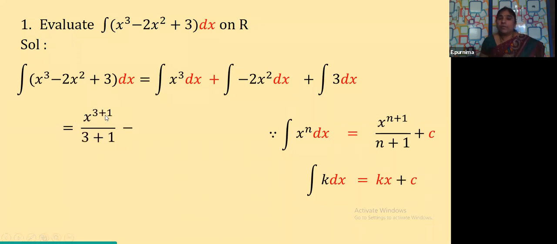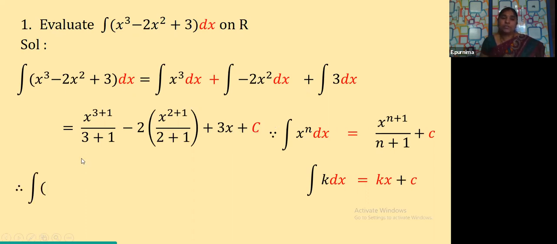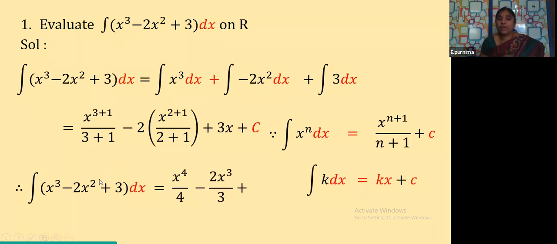X to the power of n plus 1, that is 3 plus 1 by 3 plus 1, minus 2 into, this minus into minus is minus, so 2 comes outside. Minus 2 into x to the power of 2 plus 1 by 2 plus 1, plus 3 into x plus c. So what is the final answer now? Integral of x cube minus 2x square plus 3 into dx is equal to x to the power of 4 by 4 minus 2x cube by 3 plus 3x plus c.